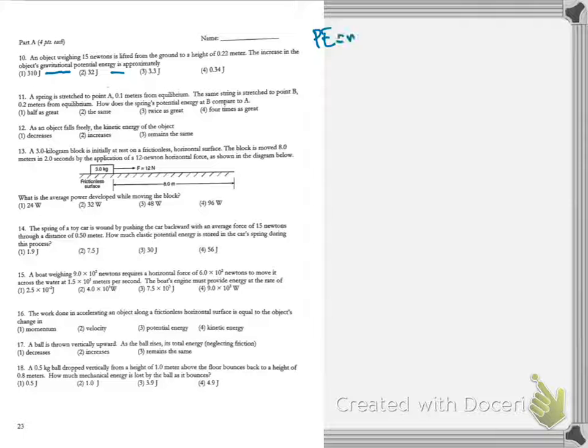Gravitational potential energy is just mgh. The trick here is mg is already given. That's 15 newtons. They're giving you the weight, which is mg. So all you have to do is multiply by 0.22 meters, and you get 3.3 joules as your answer.